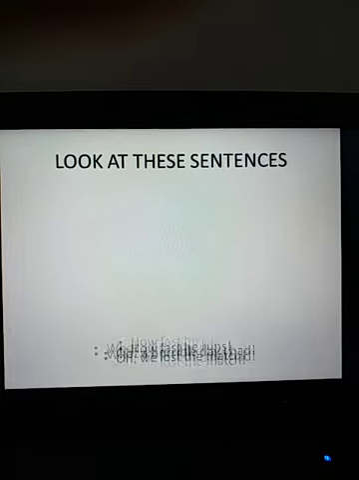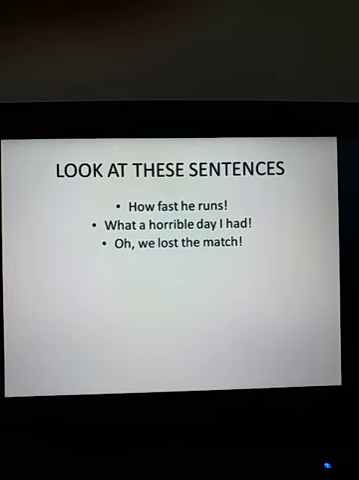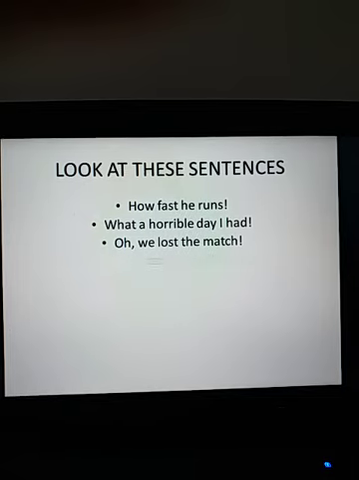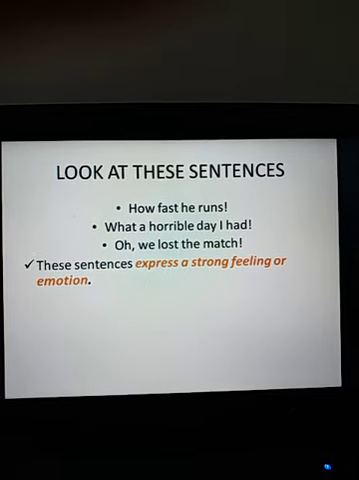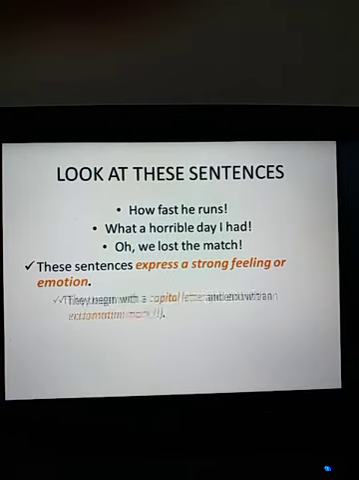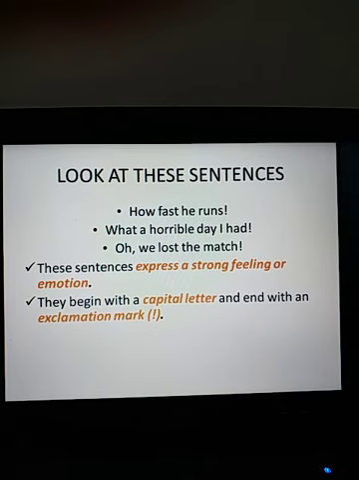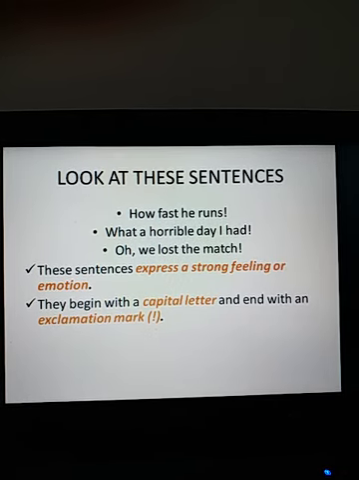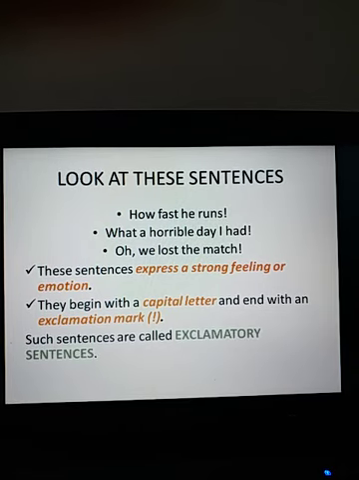Look at these sentences. How fast he runs. What a horrible day I had. Oh, we lost the match. Now these sentences express a strong feeling or emotion. They begin with a capital letter and end with an exclamation mark. Such sentences are called exclamatory sentences.